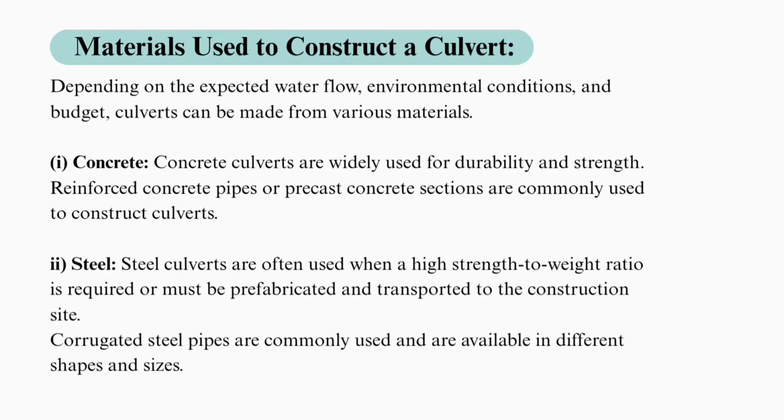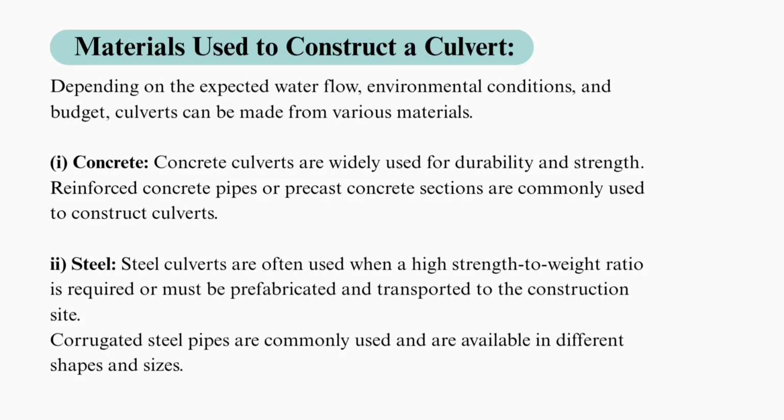Now the next point: materials used to construct a culvert. Depending on the expected water flow, environmental conditions and budget, culverts can be made from various materials like concrete, steel, aluminium, masonry, high density polyethylene and polyvinyl chloride. So we'll take them one by one in detail. The first one, concrete culverts. Concrete culverts are widely used for durability and strength. Reinforced concrete pipes or precast concrete sections are commonly used to construct culverts.